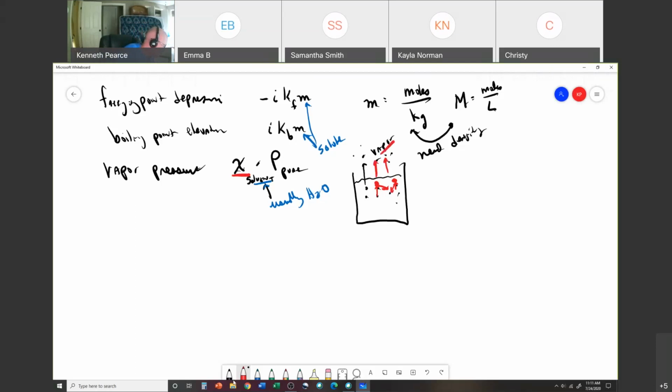And let's see, do we have the vapor pressure? It depends on temperature, by the way. The pressure of the pure solvent, P pure, depends on T, the temperature, and you have to look it up. It's another one of those things you have to look up. Whatever the temperature is determines what your pressure is.